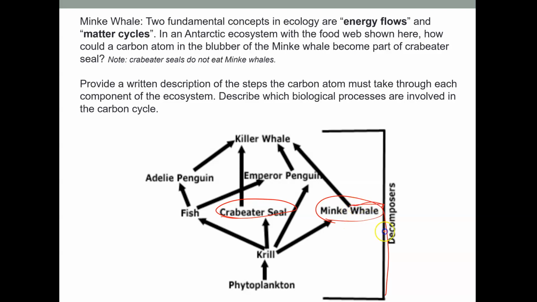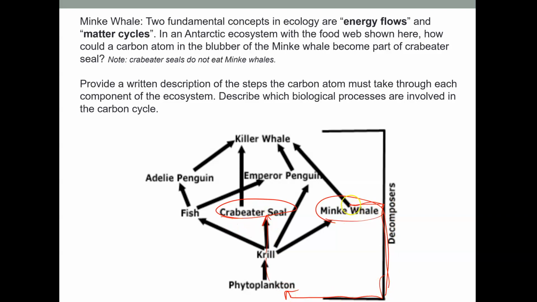Minke whale, they can die. They can be decomposed, right? By crabs, by lobsters, by bacteria, and so on. And then that bacteria can be eaten by phytoplankton, for example, or be released into the atmosphere, and the phytoplankton can get it in carbon dioxide through photosynthesis. The krill could eat the phytoplankton, and the crab eater seal can eat the krill. Right, so we need to basically connect those arrows, right?